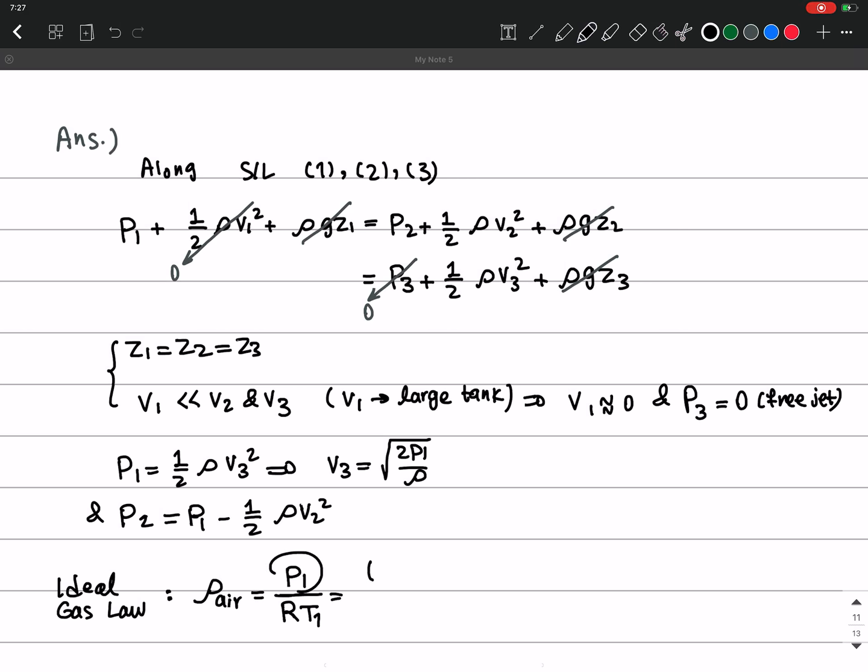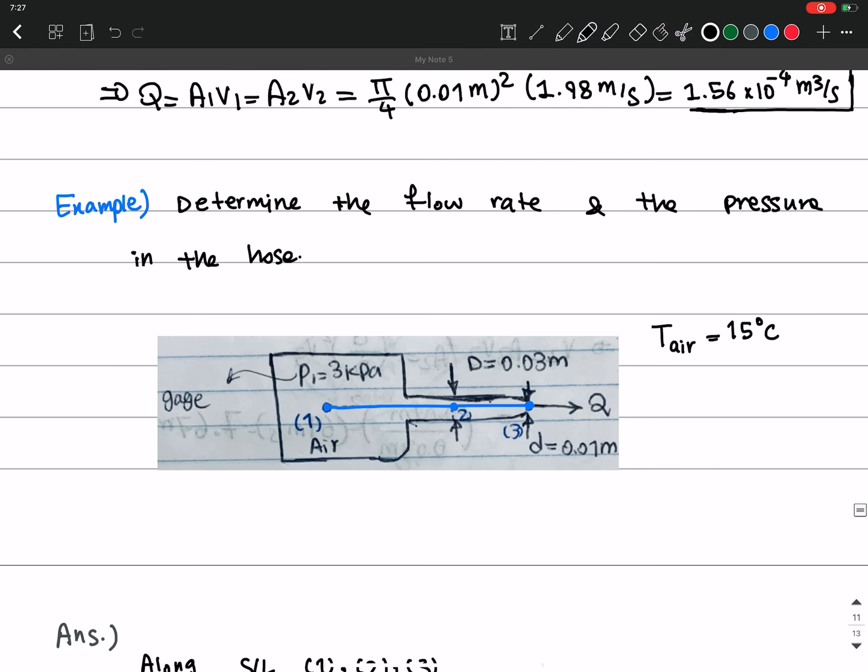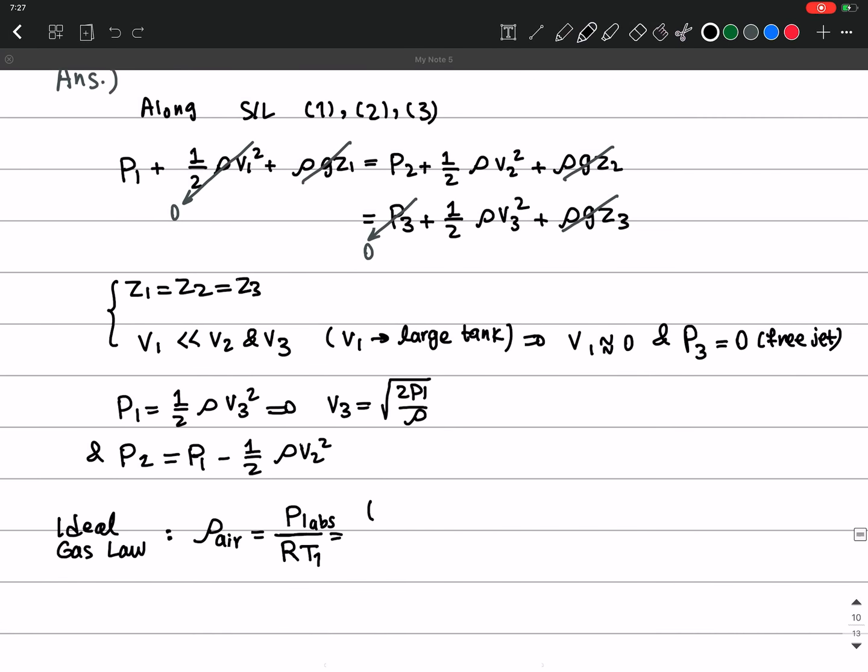You just note that this should be the absolute pressure. So in the ideal gas law, this is P1 absolute, and here I have the gauge pressure, P1 gauge. So I have to add the atmospheric pressure to get the absolute pressure here.